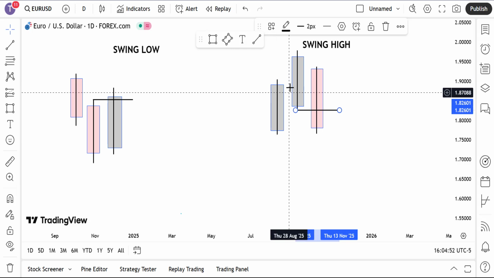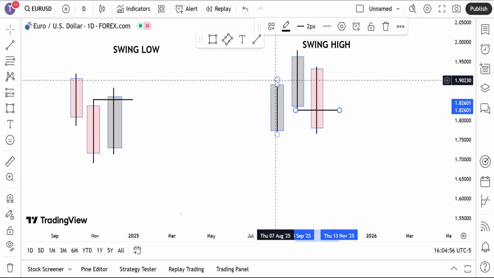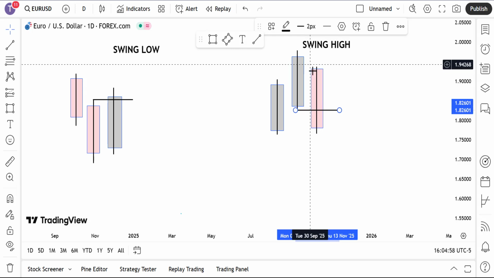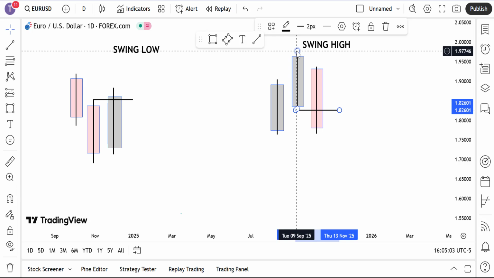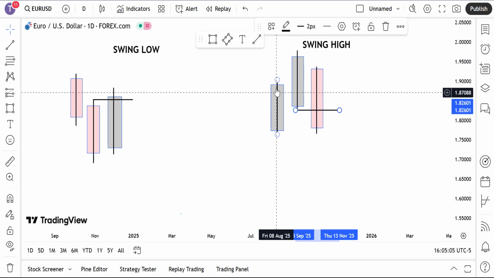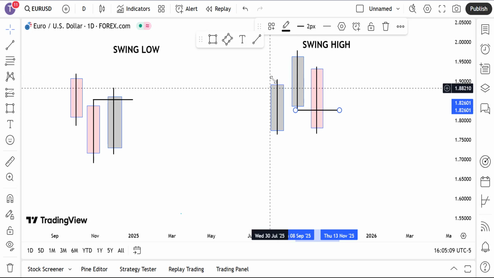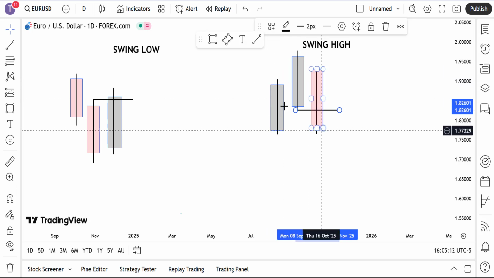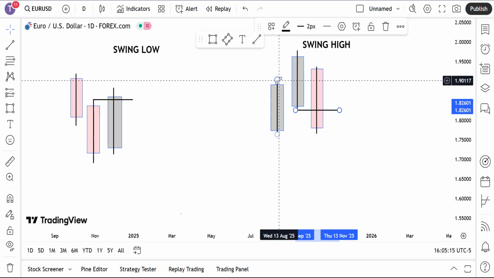So if you notice, there's going to be a lower high on both sides. This is a lower high, this is a lower high, and this is because the lower high could not take out this middle high. That is what we call the pattern. This pattern is how we spot the swing low and the swing high. This is a lower high on both sides.